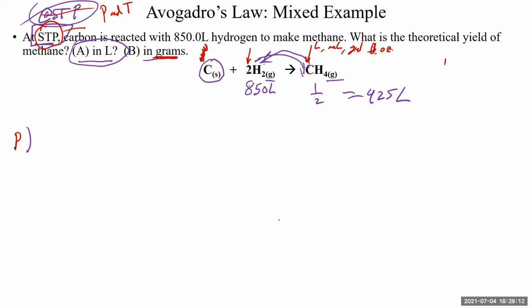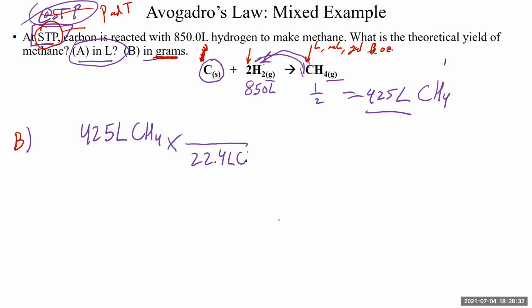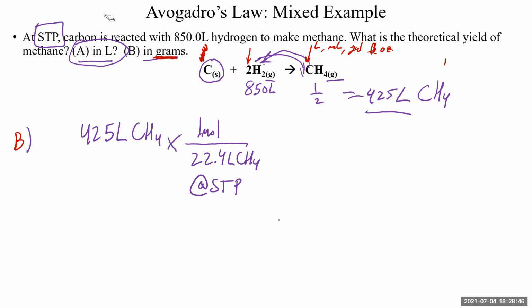Okay, so let's do part B now. So how do we figure this out? Well, now that we know that this is 425 liters of methane, that's our yield in volume. We know that every 22.4 liters of methane gives us 1 mole of methane, but only at STP, but luckily we are at STP. So we're good. We can use this relationship. If not, we'd have to use PV equals nRT, and we'd have to figure it all out.